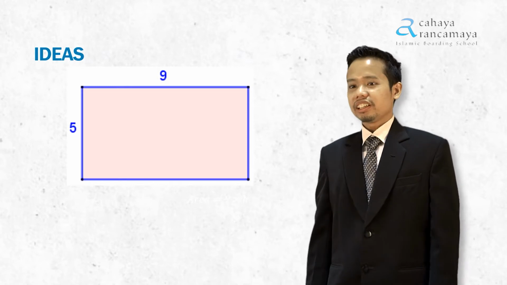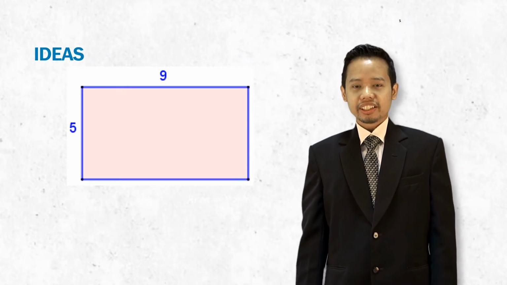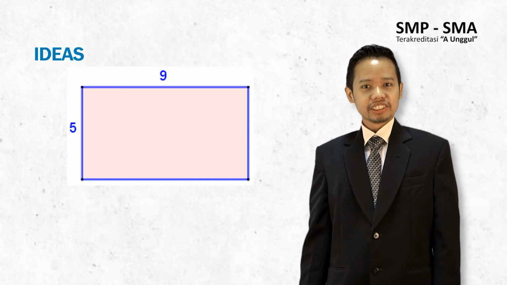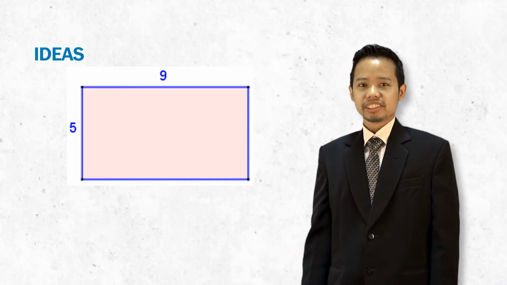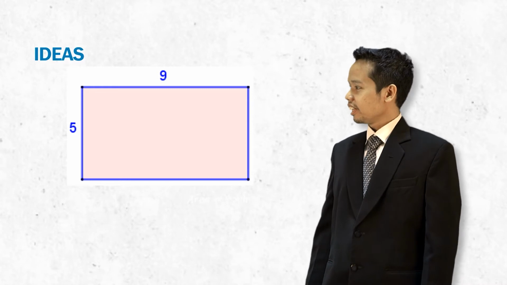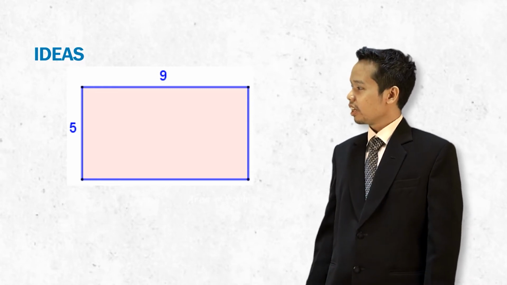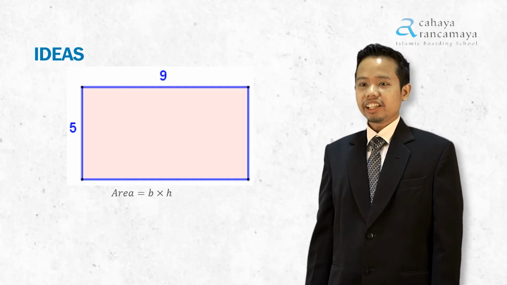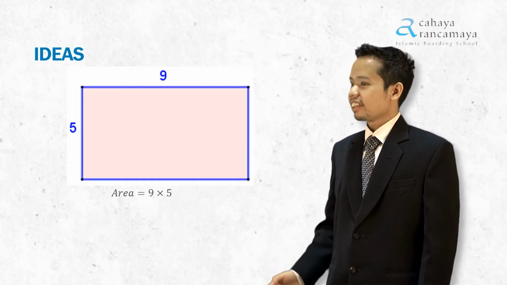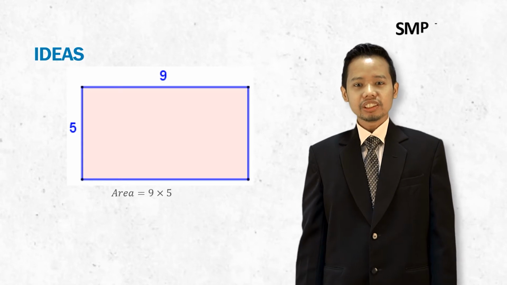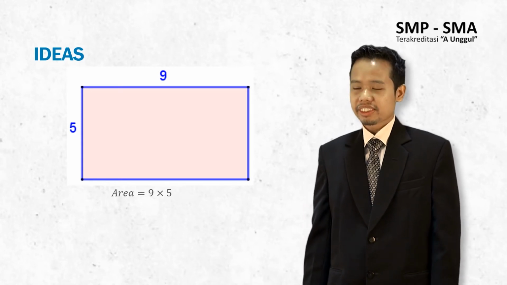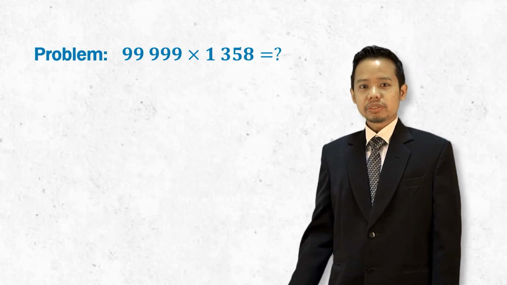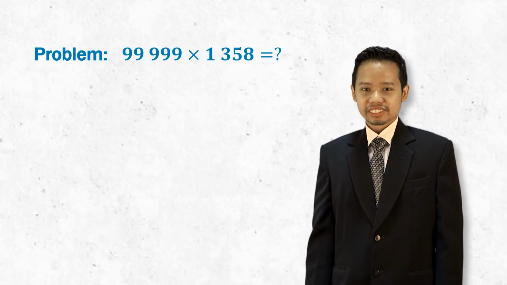Say that we have a rectangle where the base is 9 and the height is 5. What do you think about the area of this rectangle? Yes, the area of a rectangle is defined as the product of its base times its height. So, the area of this rectangle is 9 times 5, which is equal to 45. Well, what is the relation between our problem and the rectangles?